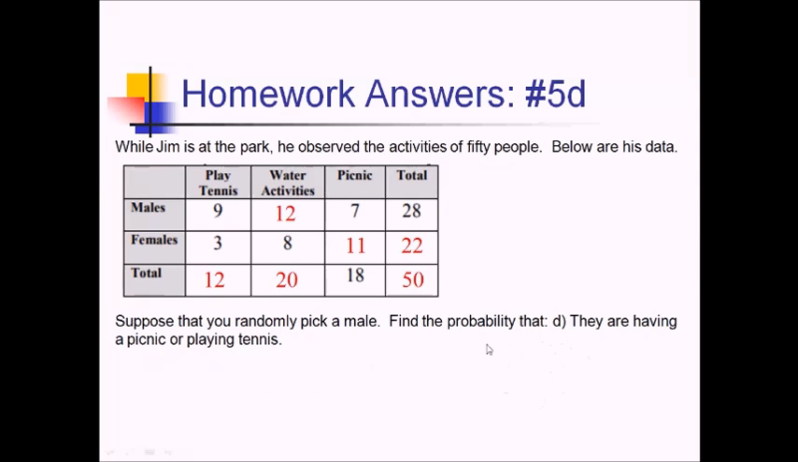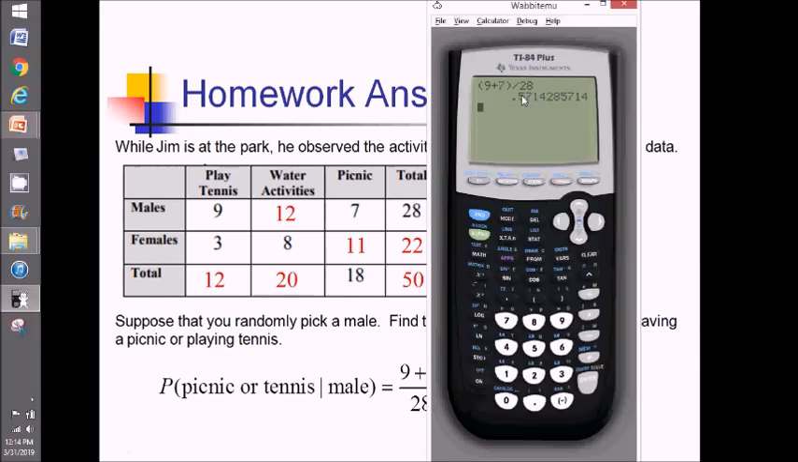For part D, for number 5, suppose we randomly pick a male. So again, we're using 28 as the denominator. Find the probability they're having picnics or playing tennis. So we're looking for probability of picnic or tennis given male. So out of that 28, how many are doing picnics or tennis? We've got 9 plus 7 out of 28. And that's 16 out of 28. We'll do that on the calculator. So that's going to come out to about 0.571.